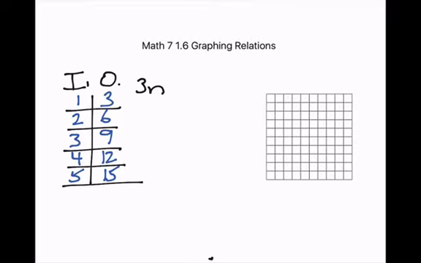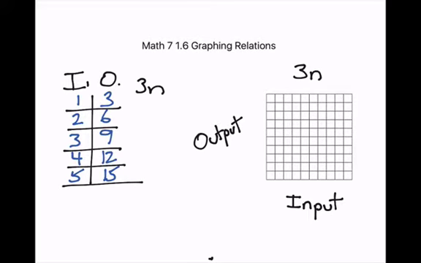So let's label on the graph over here 3n. This graph is called 3n. The bottom of the graph will always be your input numbers. The left-hand side of the graph will always be your output numbers. So let's take our input and output numbers and actually go ahead and put them onto the graph.